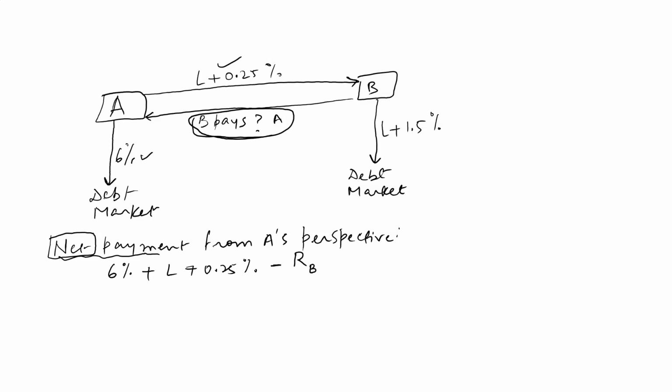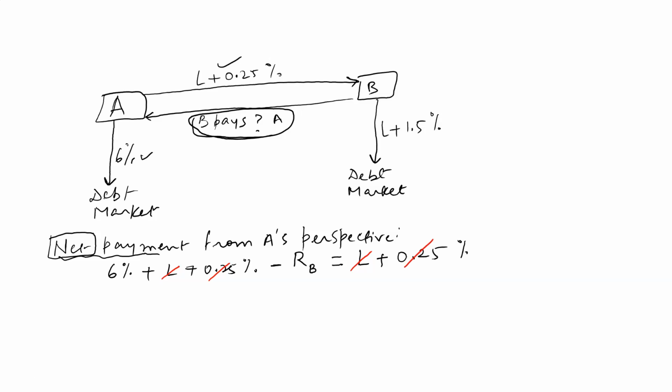So 6% paid out to the debt market, LIBOR plus 0.25 paid out to B, minus any receipt from B. When that all is done, the end result should be, we know it should not exceed, from A's perspective, LIBOR plus 0.25%. So from this equation, we can simply figure out what the value of RB is going to be. So if we change color here and try to cancel out a few things, L is here and L is on the other side, cancelled. 0.25% is here and plus 0.25% is here as well on the other side, so cancelled.